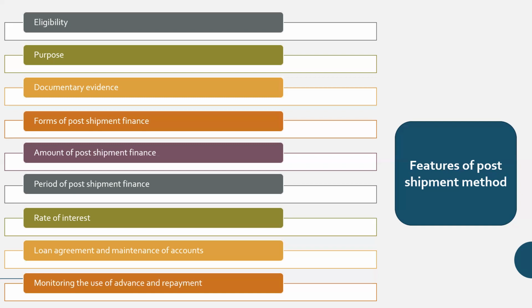Then what are the forms of post-shipment finance? We can get it negotiated under LC. That is, we can surrender the letter of credit and get the money on behalf of this letter of credit, or we can also get it against DBK. What is DBK? It is duty drawback.